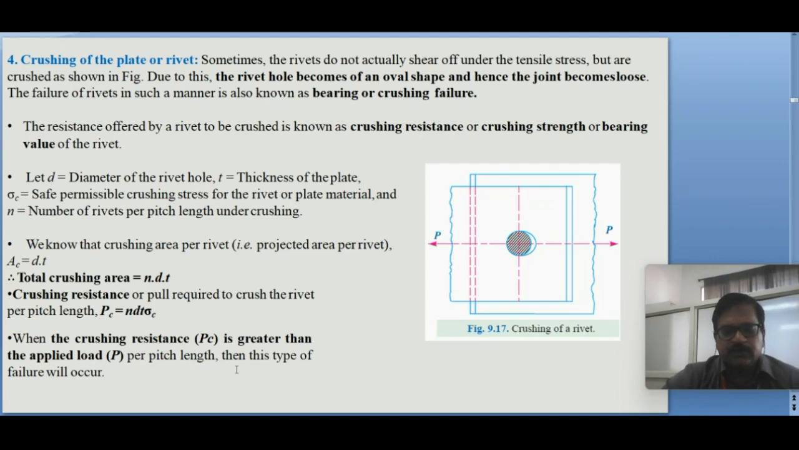One is the tearing, another is shearing, and the third one is crushing. The least value of these three is taken as the strength of the joint. Strength of the riveted joint is the least value of the three: the crushing resistance, shearing resistance, or tearing resistance. Out of these three, the least value is taken as the strength of the joint.